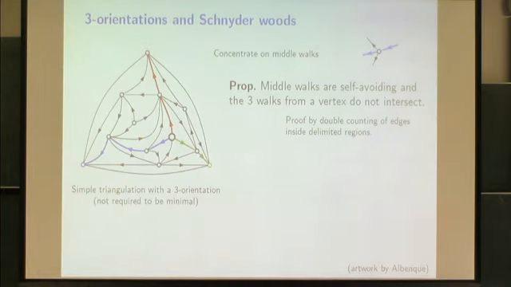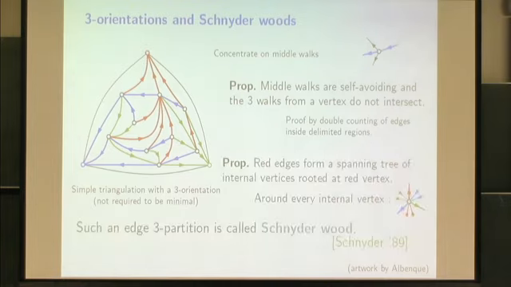So then you can play the same game from another vertex, and it will create another path. And of course, if you do that from everywhere, because I said that the paths cannot intersect, what I get is tree-like structures. I get a decomposition of the triangulation into 3 spanning trees of the internal vertices.